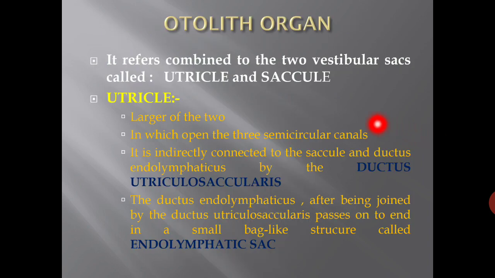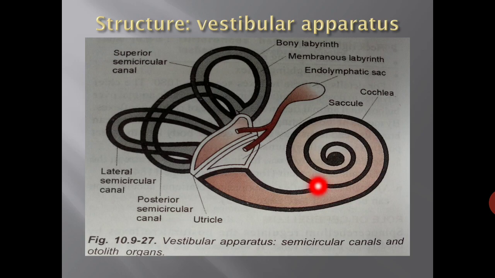Otolith organs refers collectively to the two vestibular sacs called utricle and saccule. The utricle is the larger one, in which there is an opening of the three semicircular canals, and it is indirectly connected to the saccule and ductus endolymphaticus by the ductus utriculosaccularis. So in this figure you can see this is the utricle, which is larger than the saccule. On one side it is connected with the ampulla of the semicircular canal, and on the other side it is connected with the saccule by this duct.